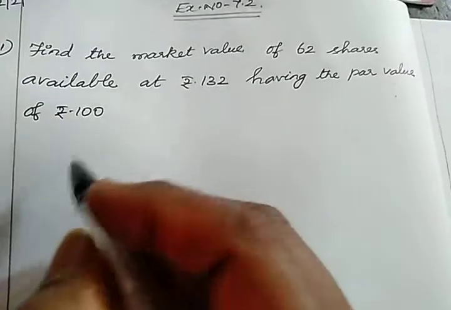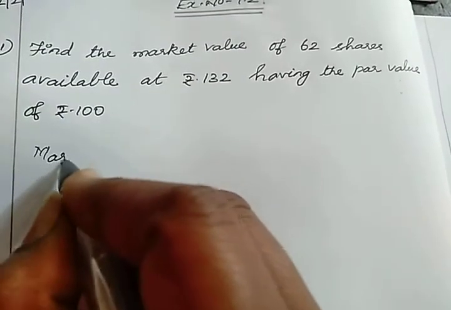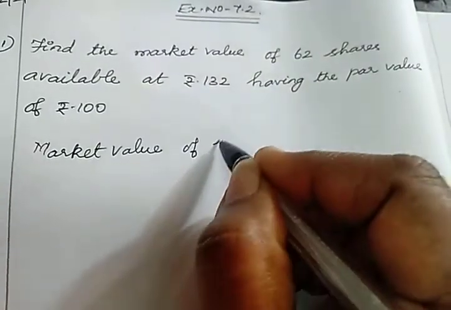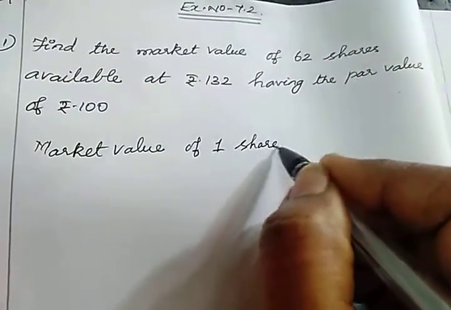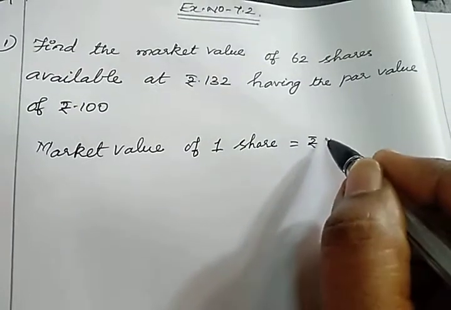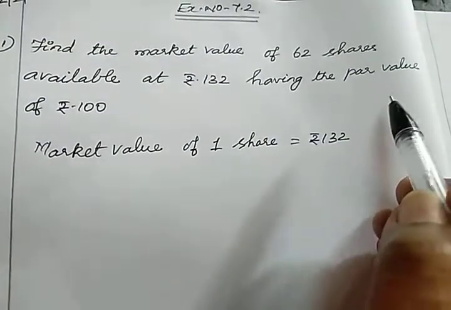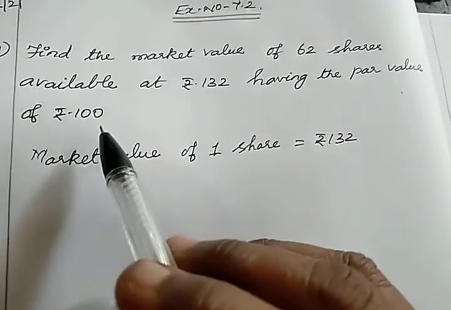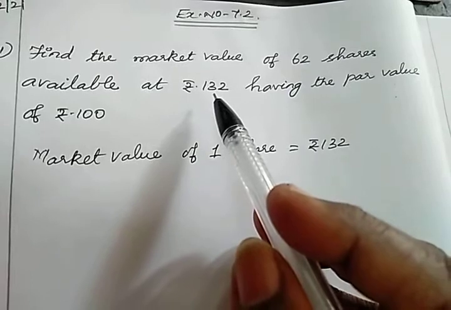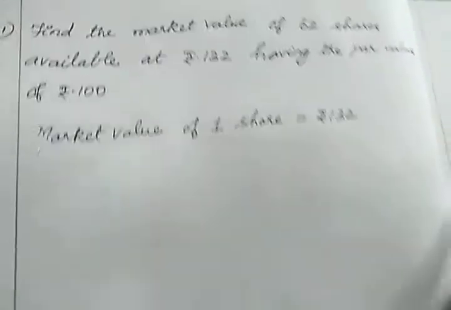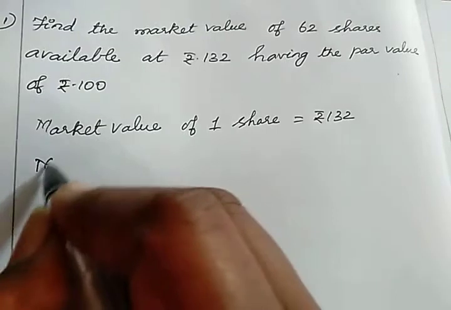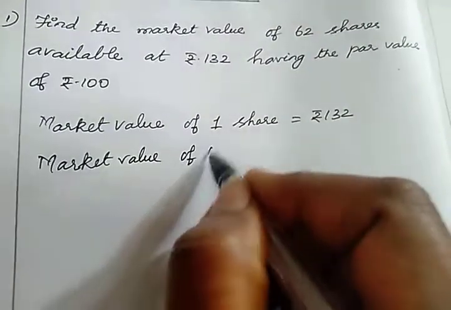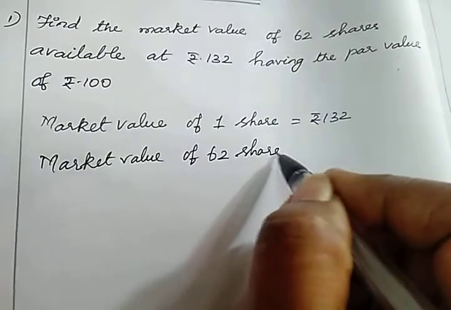That is the problem. So market value of one share: we can buy each share at the price of rupees 132. But what is the actual value? That is par value, meaning face value. The actual value of a share is 100, but we are selling it at 132 rupees when it comes to the market. Now market value of 62 shares. This is simple multiplication only.